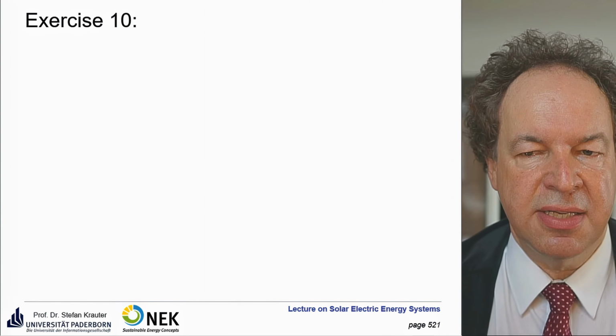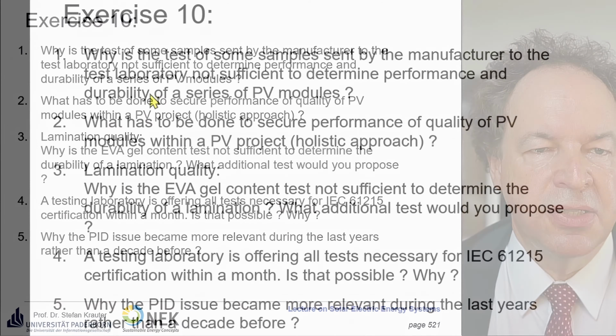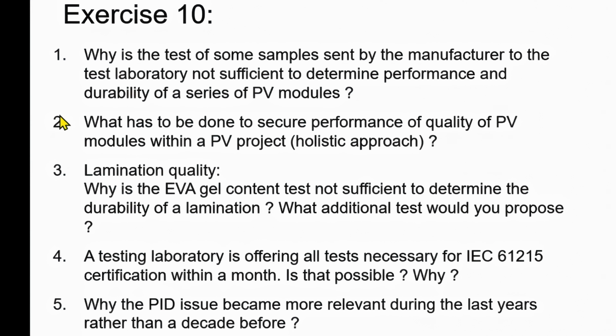So we come now to the exercise of this quality lecture. The first question was: why is the test of some samples by the manufacturer at the test laboratory not sufficient to determine performance and durability of a series of PV modules? What has to be done to secure performance and quality of PV within a PV project if you want to do a holistic approach? The lamination quality: why is the gel content test not sufficient to determine the durability of the laminations? What additional test would you propose?